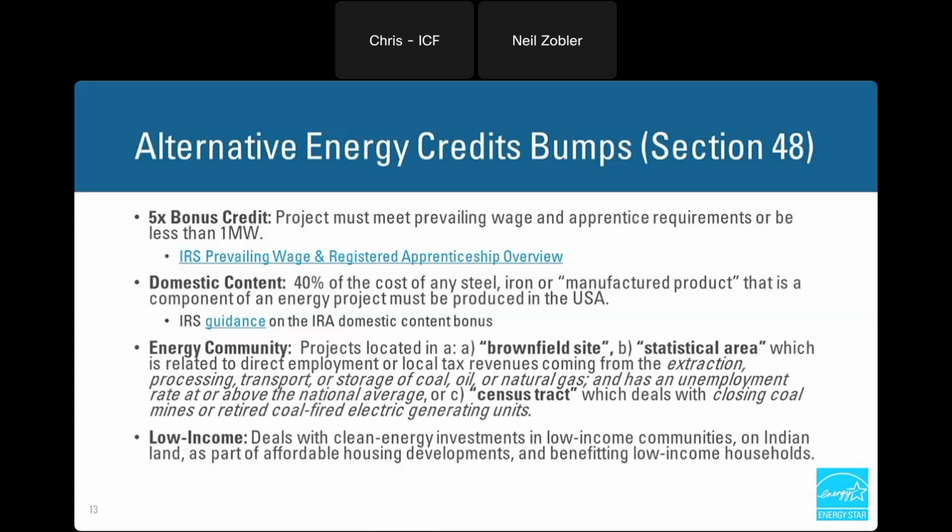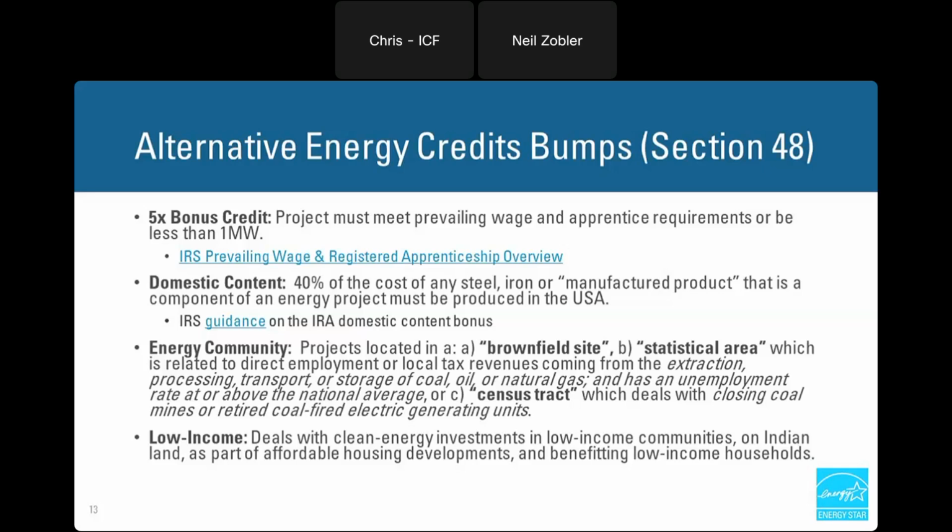Same thing with domestic content. You can get a bump for domestic content. 40% of the cost of any steel, iron, or manufactured product that is a component of an energy project must be produced in the United States. That can be a little complicated to figure out. As a matter of fact, many of these requirements can be complicated to figure out. Once again, I put a little link there in your IRS guidance with regards to the IRA domestic content bonus that's been updated and it's current as of today.